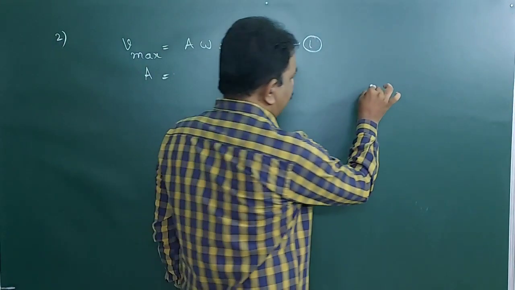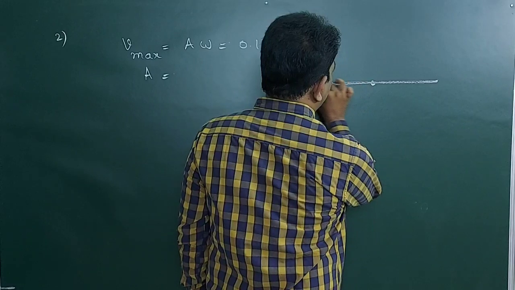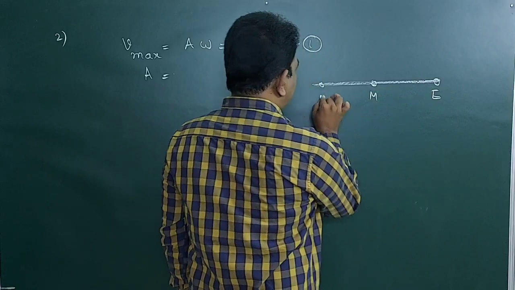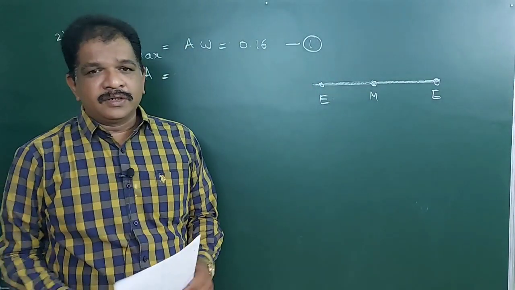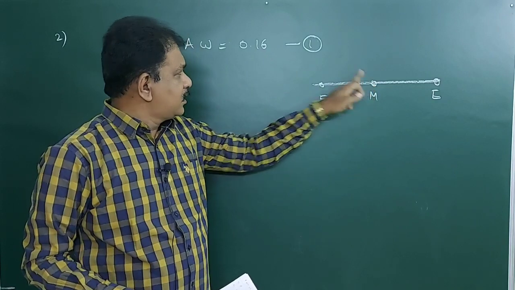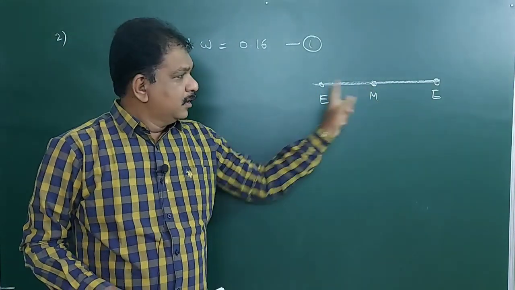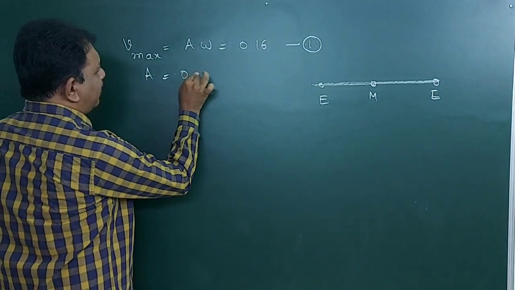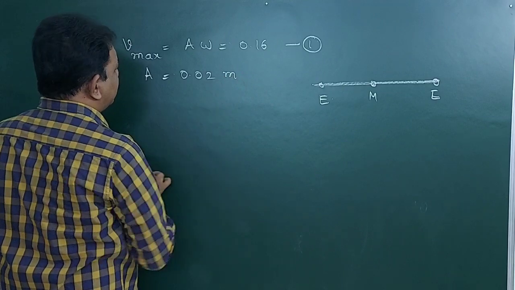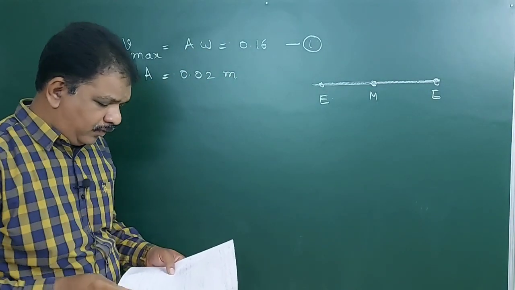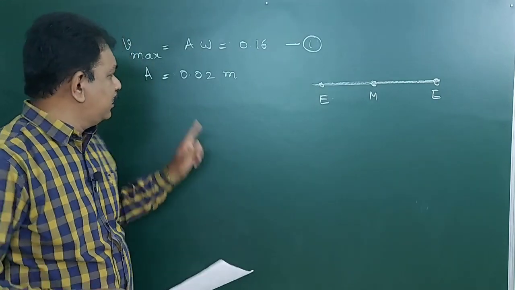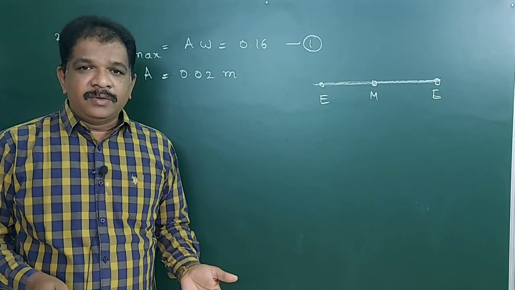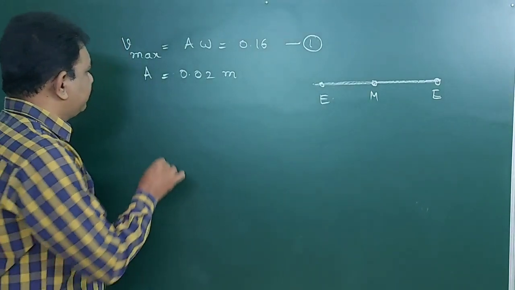So here a body is going in SHM. This will be the mean position. These two will be the extreme positions. At the mean position velocity will be 0.16. On either side it can go to a distance of 0.02 meter. Then what to find? Calculate the time period. Substitute this a value here, you will get the omega value. From omega you calculate the time period.